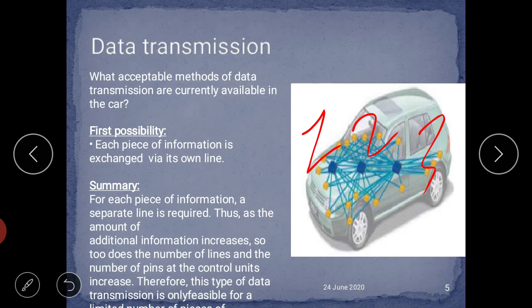For each piece of information, a separate line is required, as I stated earlier. Thus, as the amount of additional information increases, so does the number of lines, the number of pins, and the control units required, so the number will increase. Therefore, this type of data transmission is only feasible for a limited number of pieces of information in the vehicle. So it is not suitable for a whole vehicle, it is suitable for some limited functions of the vehicle.